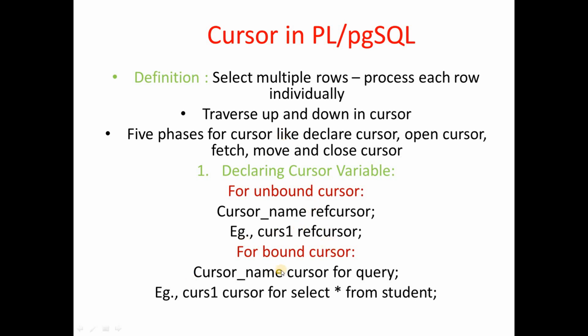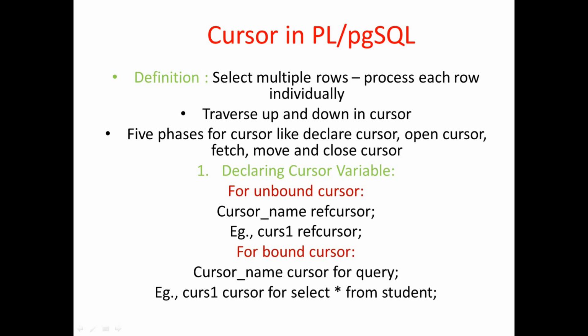Okay, then we have the second type, which is the bound cursor. So the opposite of your unbound cursor is the bound cursor. Whenever we declare a bound cursor, we use the data type cursor. In case of unbound cursor, we use ref cursor, but in case of bound cursor, we use the cursor data type. So first of all, the syntax is here. Before that, we can discuss what a bound cursor is.